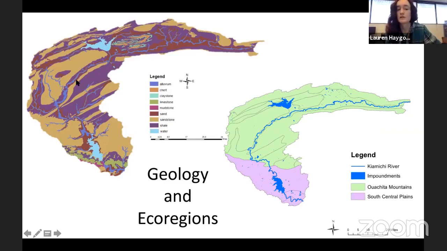So if we look at the geology, it's primarily composed of shale and sandstone. And so shale contains a lot of metals in it naturally, and shale weathers very easily. So weathering shale could be a source of metals to a water system and to the Kiamichi River. And if we look at the ecoregions of the Kiamichi River, it's primarily the Ouachita Mountains and South Central Plains. And so these are really important things to consider when we're trying to figure out metal tracking and like where they're coming from.